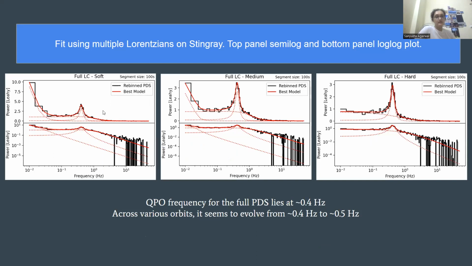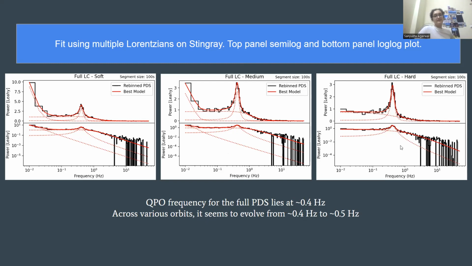So these are the Lorentzian fits for the full light curve in soft, medium, and hard band. Overall, I found the QPO frequency for the full PDS to lie around 0.4 hertz. And across various orbits, it seems to evolve from 0.4 hertz to 0.5 hertz. I have performed these fittings using multiple Lorentzians on Stingray. On the top panel, you have a semi-log plot, and on the bottom panel, you have the log-log plot.